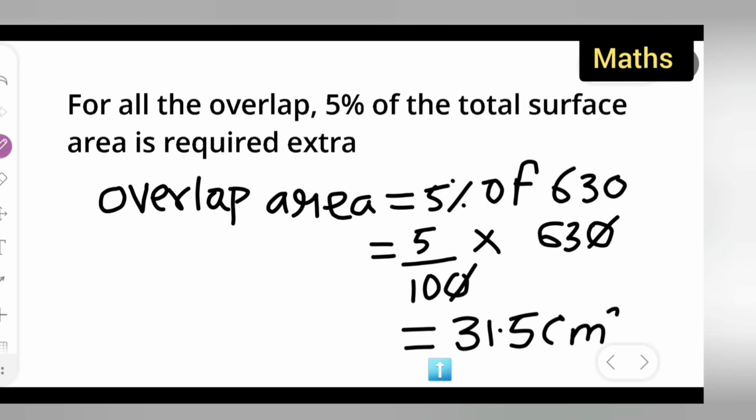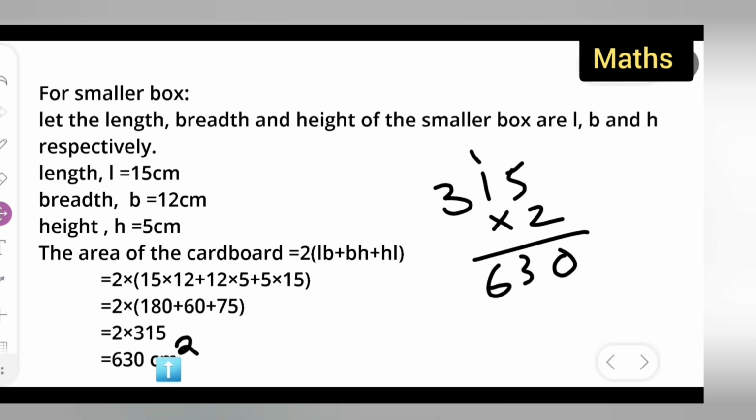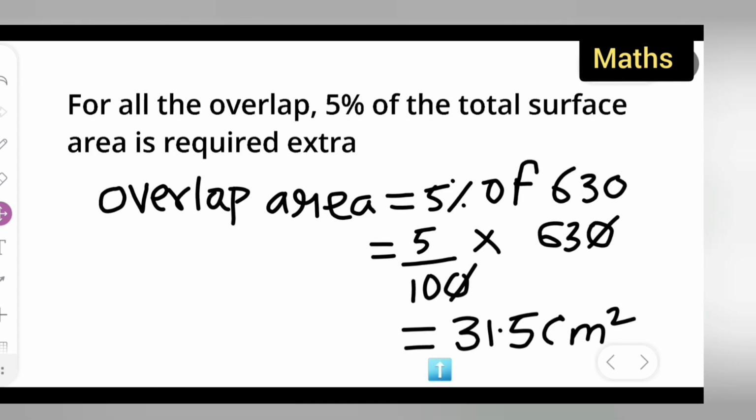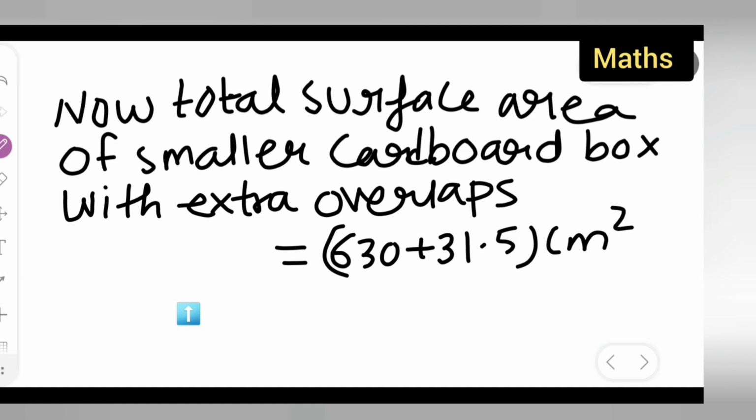Okay. Now what you all have to write is, now total surface area of smaller cardboard box with extra overlap is, you all have to add this 630 centimeter square plus 31.5 centimeter square. Okay. So write down 630 plus 31.5 centimeter square. If you add these two numbers, you will get 661.5 centimeter square. Okay, 630 plus 31.5 is equal to 661.5 centimeter square.